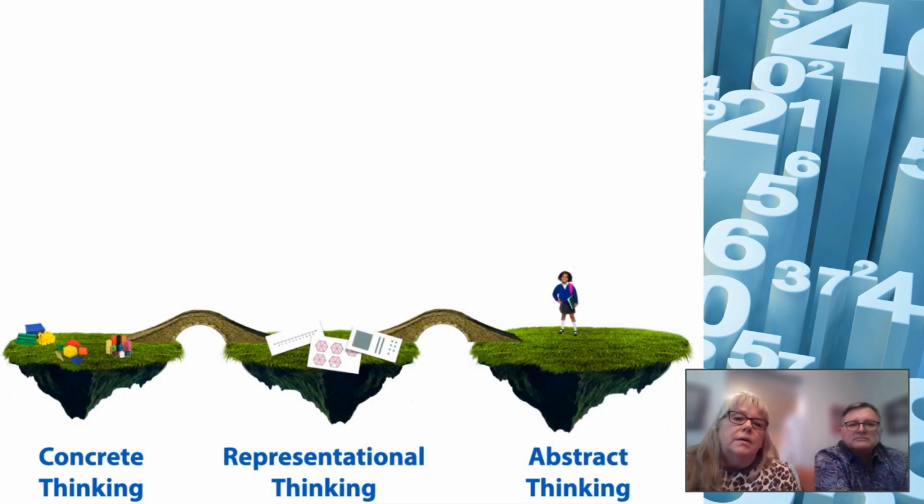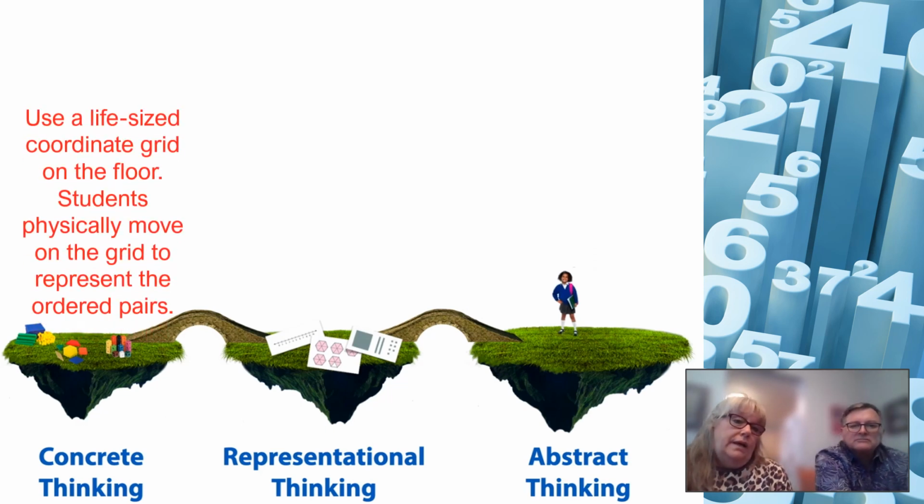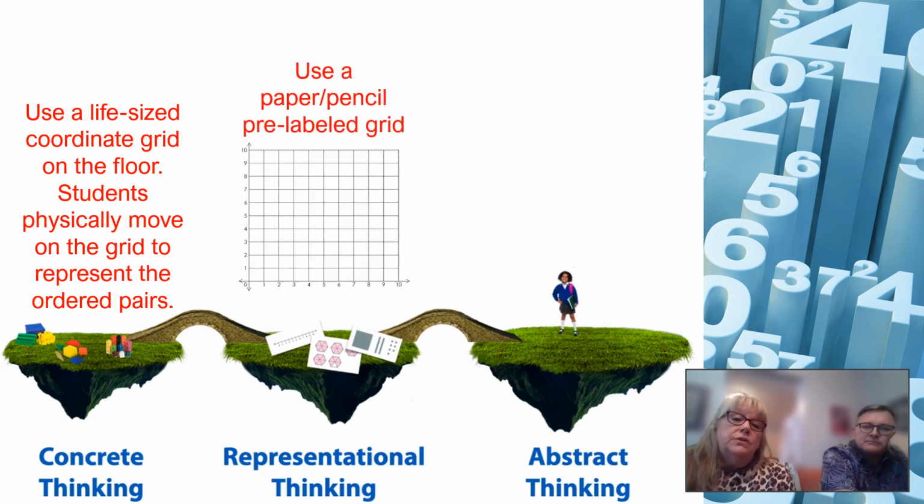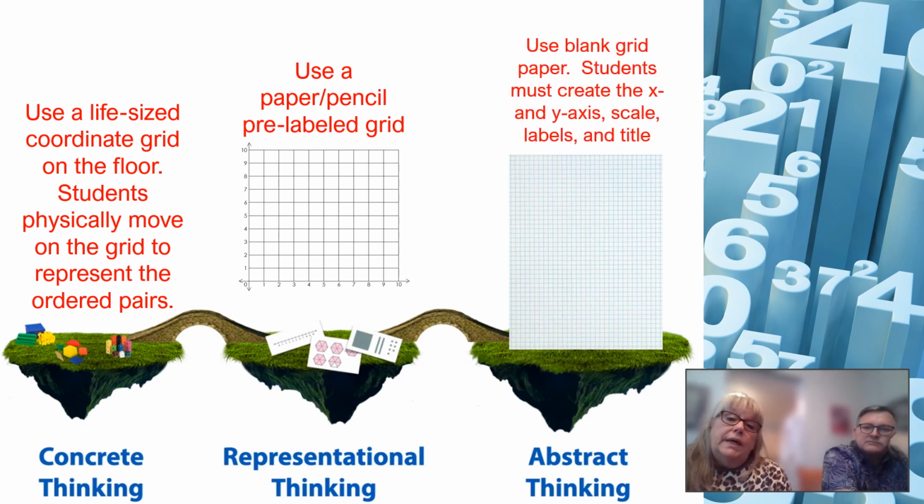So in thinking about how you might make this a concrete experience, you can create a coordinate grid on the floor, either outside on the court or in your classroom with painter's tape. Yes. Create a physical grid that students can actually walk on as they create their ordered pairs. And that would help with the walk and the climb. Yes, it would. Representational thinking, they're going to use paper pencil with maybe a pre-labeled grid, and you'll start with a blank grid with your abstract thinking. Where they're having to determine the scale and so forth. Which is my X, which is my Y.